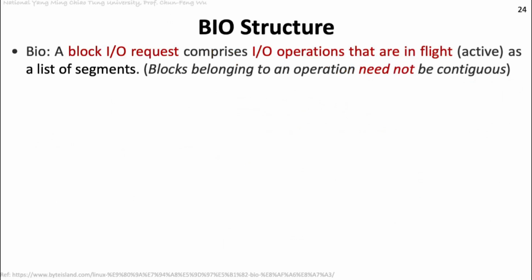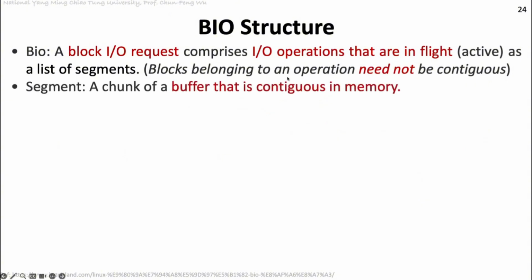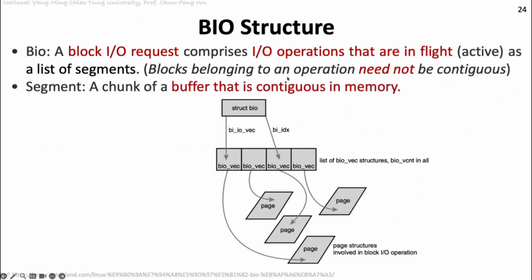This BIO is a block I/O request comprising I/O operations that are in flight, as a list of segments. So blocks belonging to an operation need not be continuous. I think this is kind of hard to understand, so here is an image.